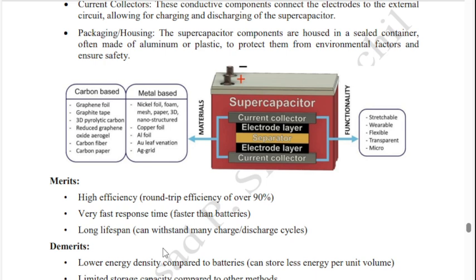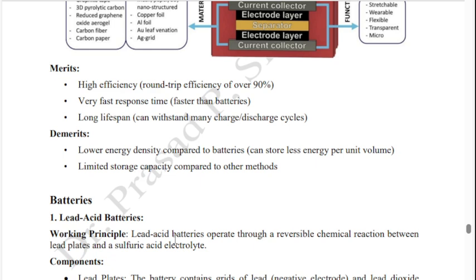Then merits and demerits. It has high efficiency, up to 90%, and a very fast response time, faster than batteries. It has a long lifespan, it can withstand many charge discharge cycles. Demerits are that it has a low energy density compared to batteries, so it can store less energy per unit volume. It has limited storage capacity compared to other methods. These are the merits and demerits. Regarding batteries, next video.